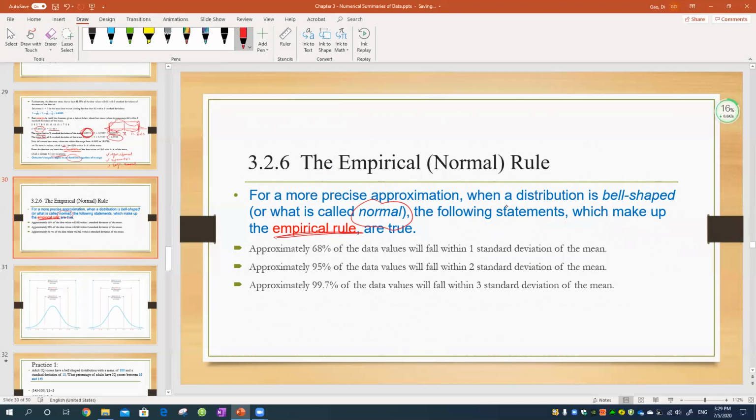We're going to say approximately or about 68% of the data values will fall within 1 standard deviation of the mean. So now we never say at least, we say it is about this much, so it's more accurate. And then 95% of the data values will fall within 2 standard deviations of the mean. And about 99.7% of data values will fall within 3 standard deviations of the mean. And again, this is not for any distribution. This is only for when the distribution is bell-shaped. Bell-shaped is something like this. This is bell-shaped and symmetric.